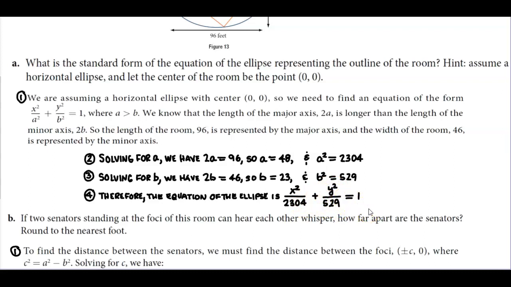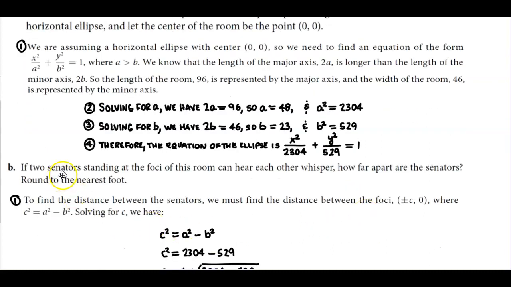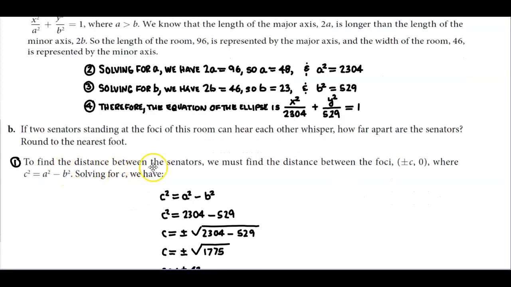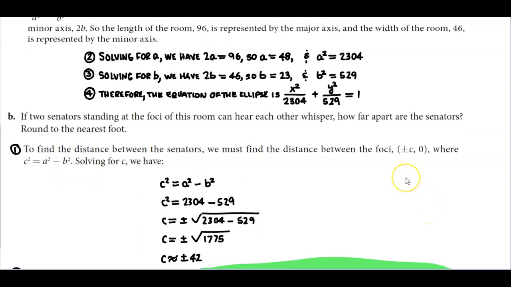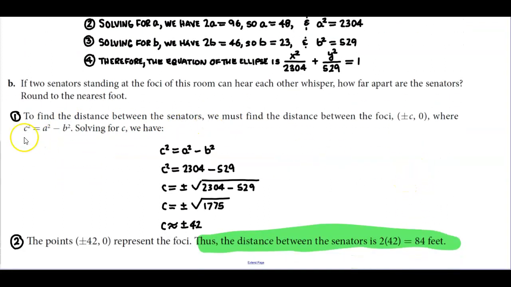Now in part B, if two senators standing at the foci of this room can hear each other whisper, how far apart are the senators? We're going to round to the nearest foot. To find the distance between the senators, we must find the distance between the foci, plus or minus c, 0, where c squared is equal to a squared minus b squared. Solving for c, we have the following.